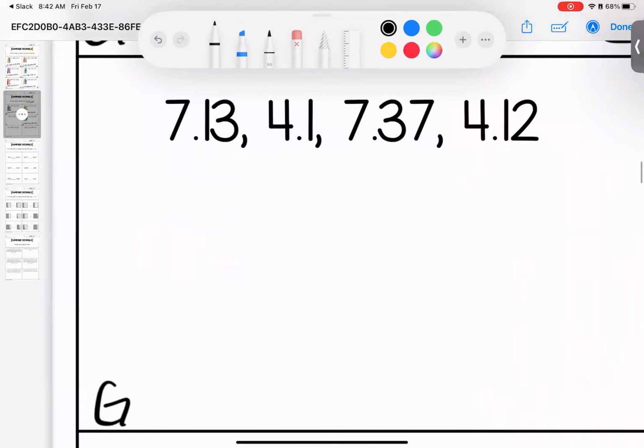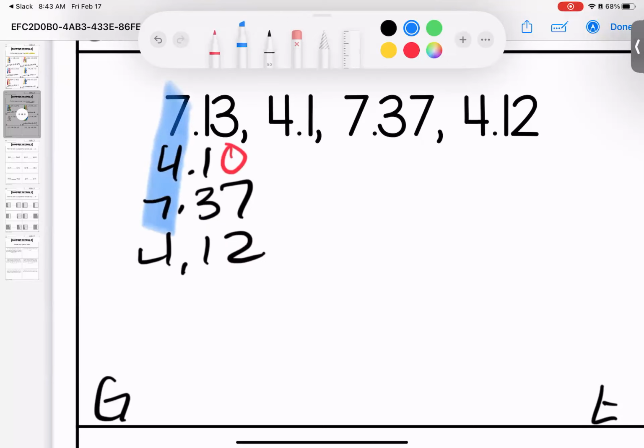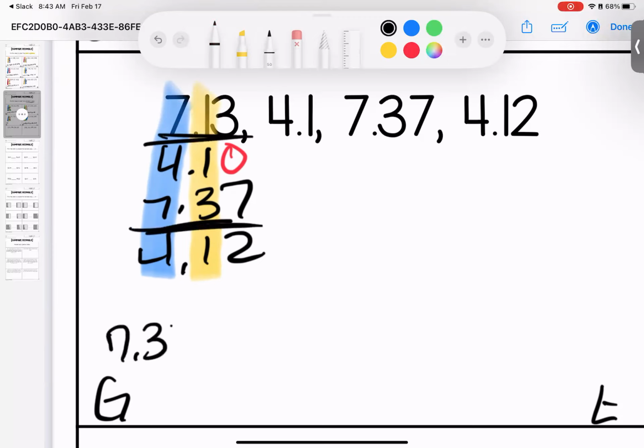Over here, greatest, least, put them in order, place saving zeros, and dive in. 7, 4, 7, 4. I have to go further on all of these. 1, 1, 3, 1. Gonna have to go further on the 4s, but I can make some decisions on my 7s. So I have 7.3 and 7.1. 7 and 37 hundredths is bigger than 7 and 13 hundredths.